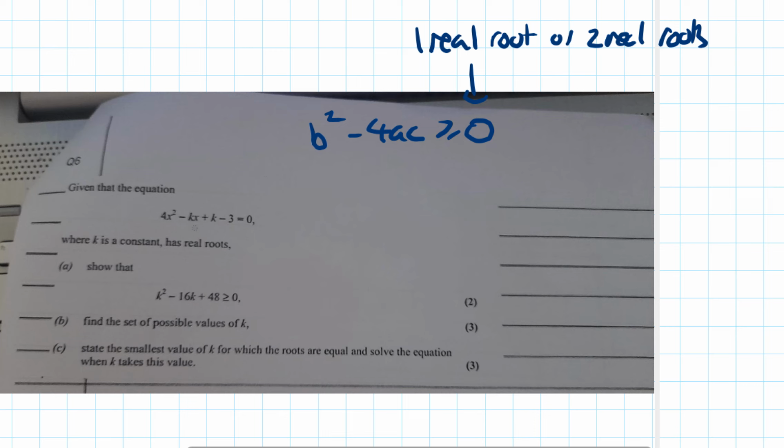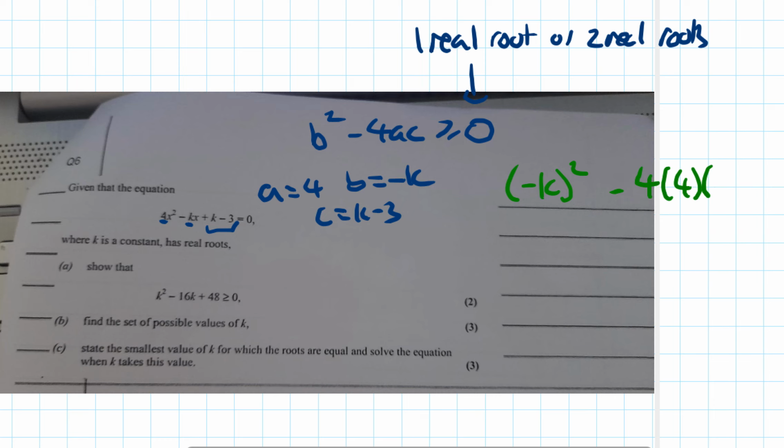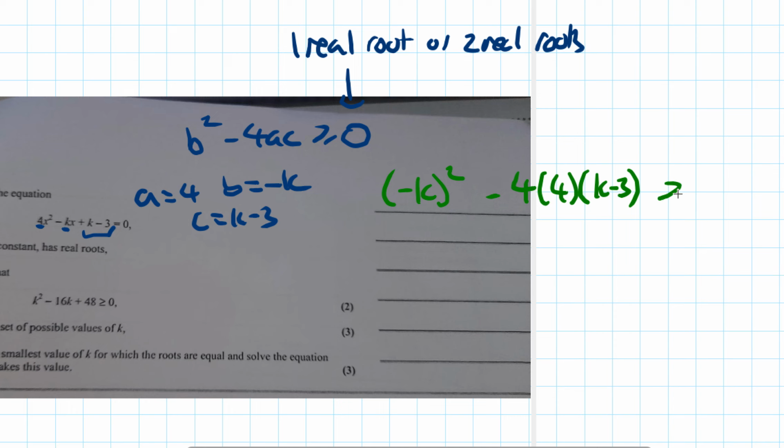From here, if we look at our equation, our a is equal to 4, our b is equal to minus k, and our c is equal to k minus 3. So that's the a, the b is the coefficient of x, and the c is the remaining term. From there, we plug into our formula b squared minus 4ac. So b is replaced by minus k, so it's (minus k) squared minus 4 times 4 times (k minus 3) is greater than or equal to 0.